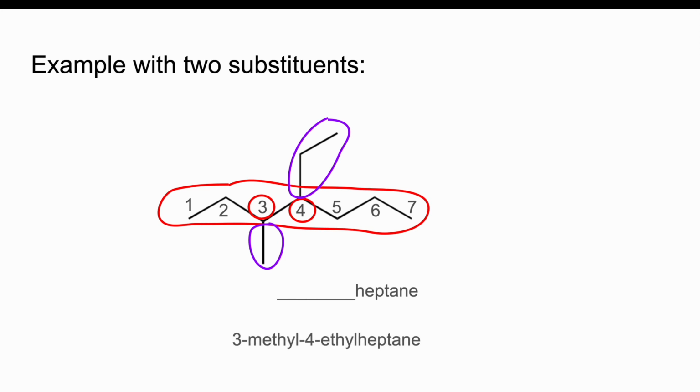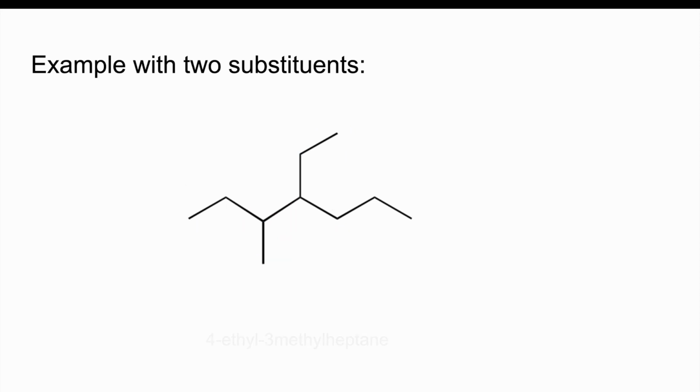It may be tempting to say that this is the correct name for our compound, 3-methyl 4-ethyl heptane. However, this is wrong since IUPAC nomenclature states that we must alphabetize the substituent names rather than ordering their numbers. Therefore, our compound will instead be called 4-ethyl 3-methyl heptane since E comes before M in the alphabet.